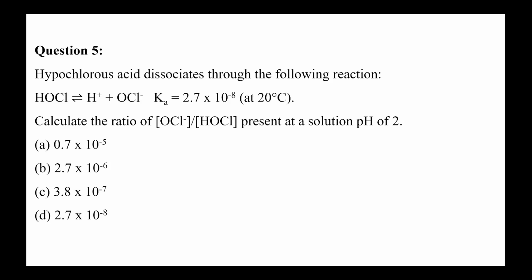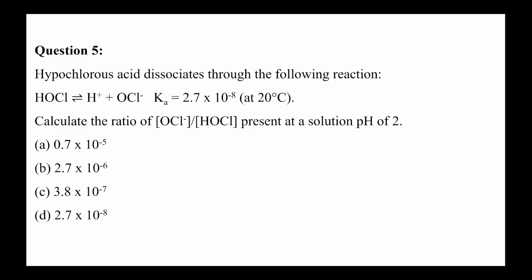Hypochlorous acid dissociates through the following reaction. HOCl goes to H plus OCl minus. Okay. Hypochlorous acid, this is dissociating into the proton and the hypochlorite ion. And the dissociation constant Ka is given as 2.7 into 10 raised to the power of minus 8 at 20 degrees Celsius. Calculate the ratio of OCl minus divided by HOCl concentration present at a solution pH of 2.